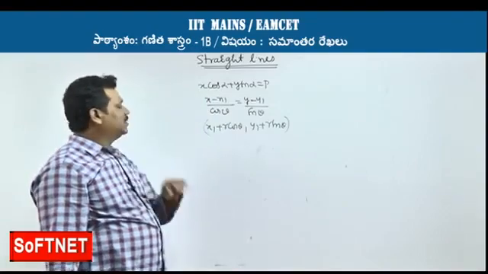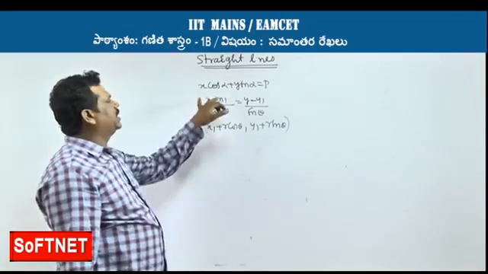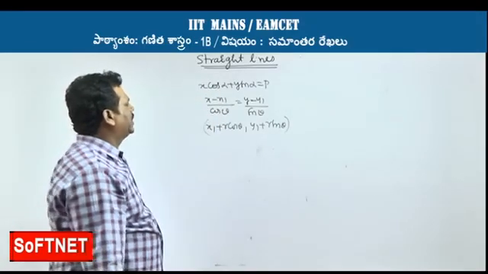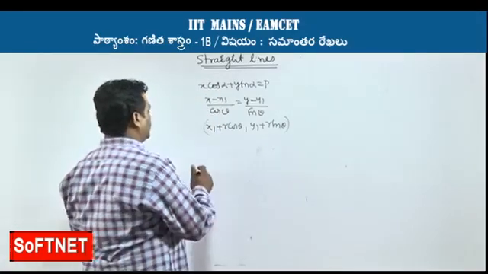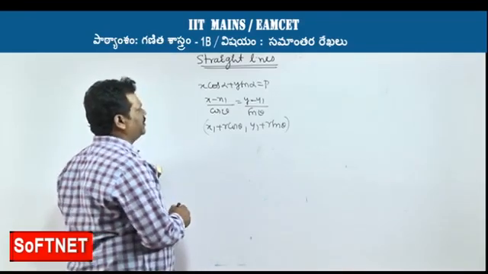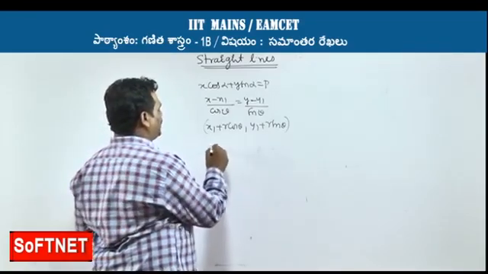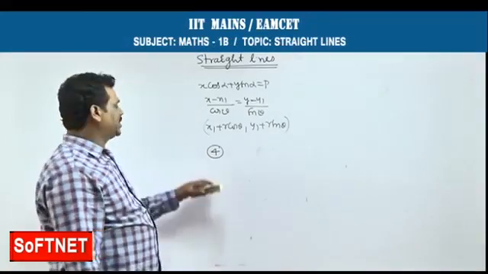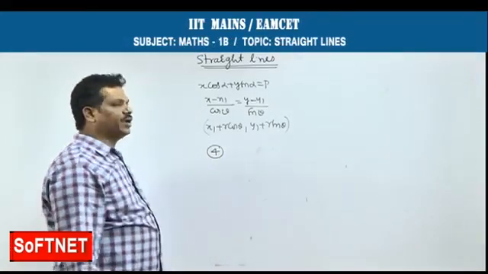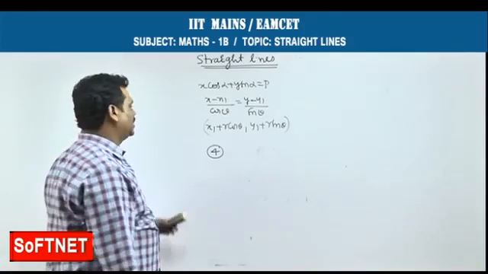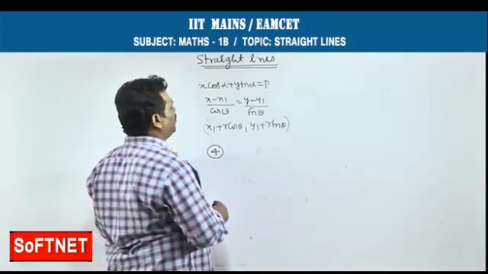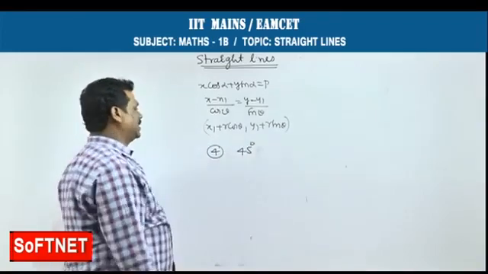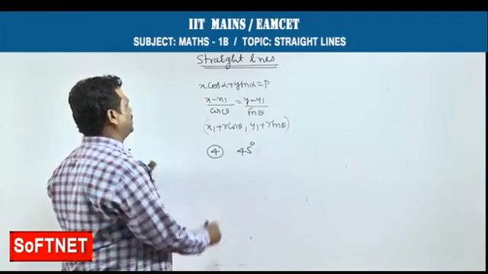Alpha is the angle made by the perpendicular, which is 45 degrees, and the distance is 4 units. For example, find the equation of the straight line which is at a distance of 4 units from the origin, and the perpendicular makes an angle of 45 degrees. Then find the equation of the straight line.